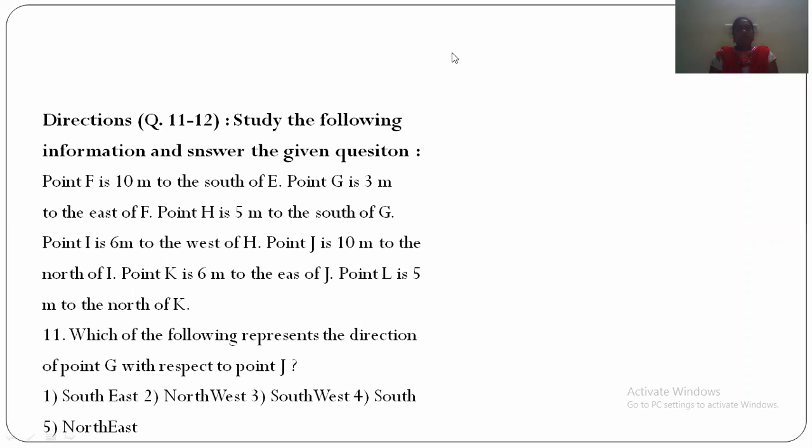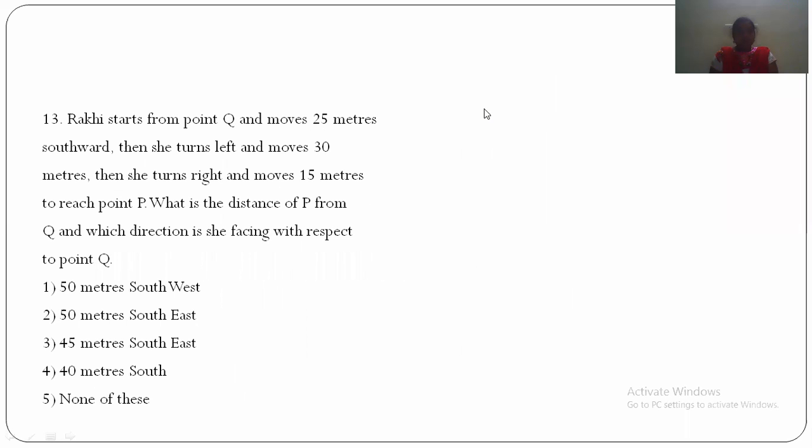Most of the placements were asked. This kind of problems are only.